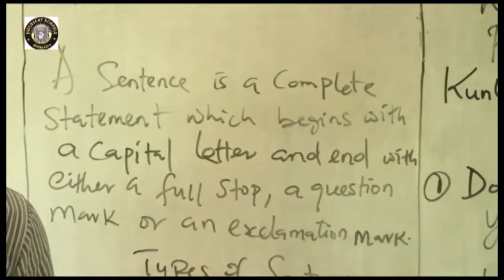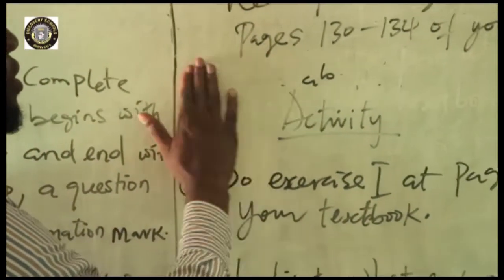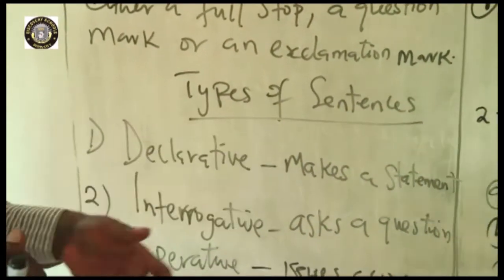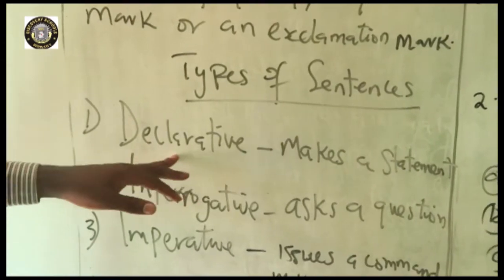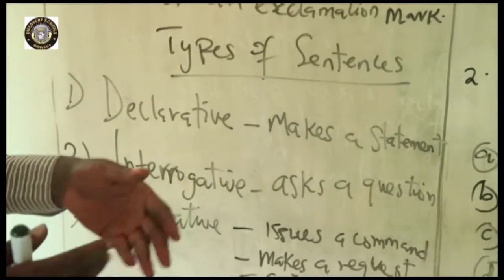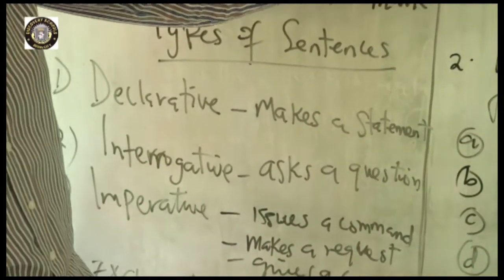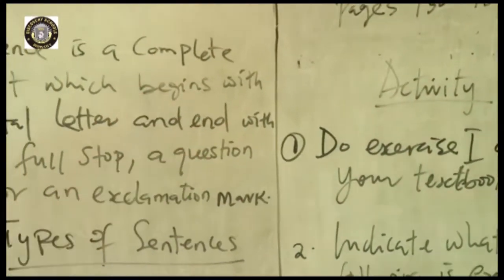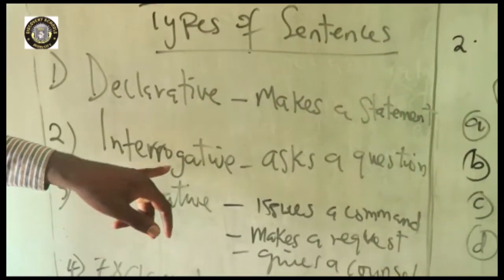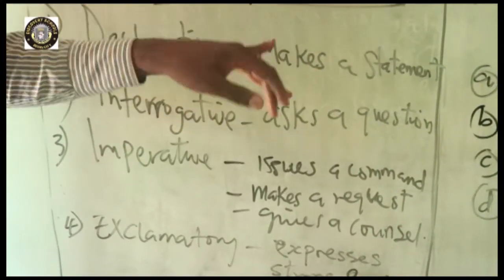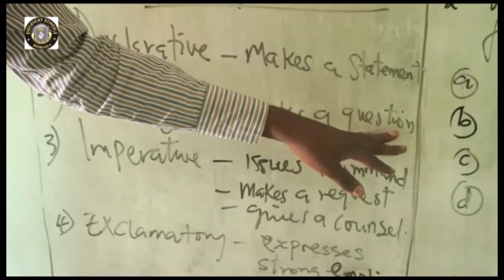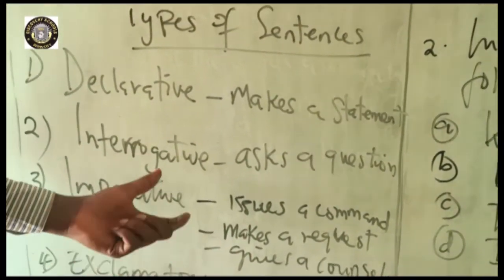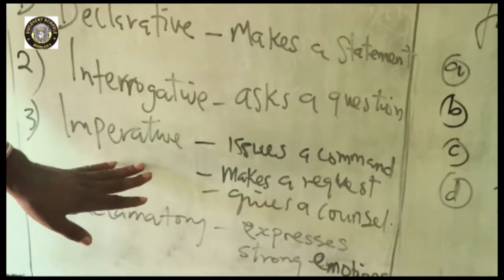So if you understand it that way, then we're going to proceed to look at the types of sentences we have. Firstly, we have a declarative sentence, which makes a simple statement like the one we made earlier. Kunle is a boy. Remember that statement? Then we have an interrogative sentence, which simply asks a question. For example, is Kunle a boy? Remember, that's an interrogative.